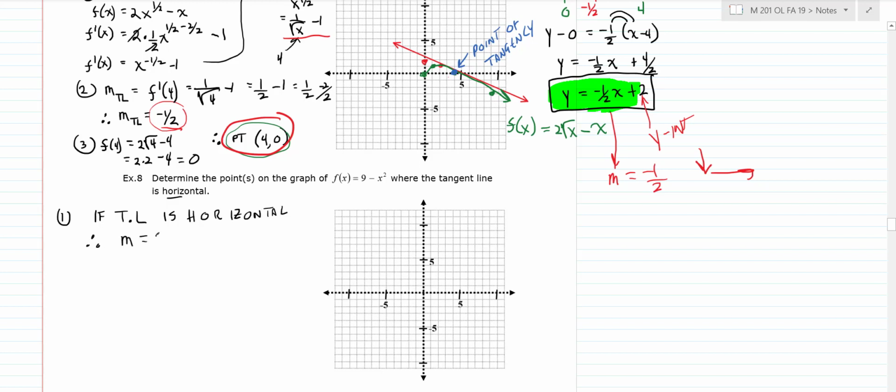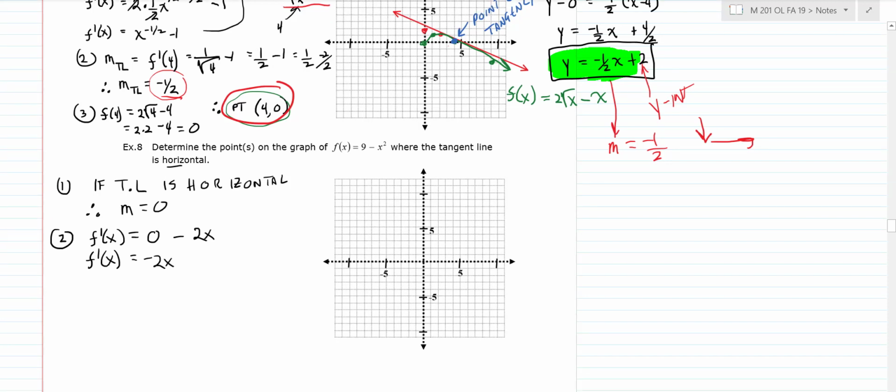Okay, the slope is 0. Exactly. All right, so what we need to do is take the derivative of this. So f prime of x: the derivative of 9 is 0, the derivative of x squared is 2x. Therefore, f prime of x is equal to negative 2x.